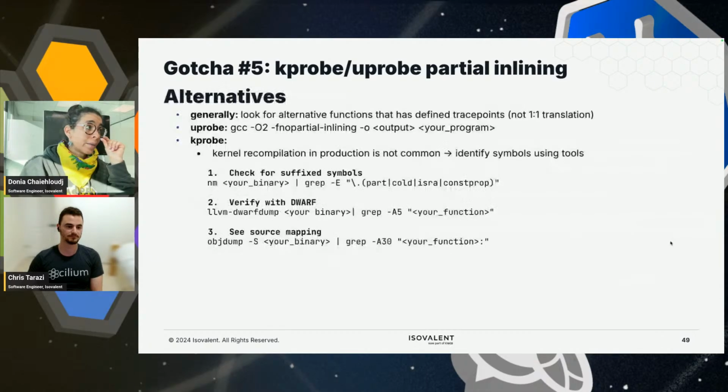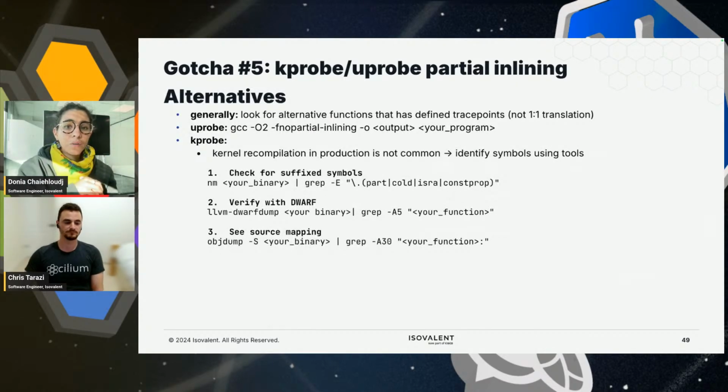This is called partial inlining, and there are some alternatives. You can use tracepoints, but you might encounter cases where you don't have a one-to-one translation. For uprobes, you can use the no-partial-inlining compiler option directly. For kprobes, because you cannot recompile the kernel for production, it's not common. You should identify the symbol using tools: check for suffixed symbols, verify with DWARF, and see the source mapping with objdump, like we've done previously.